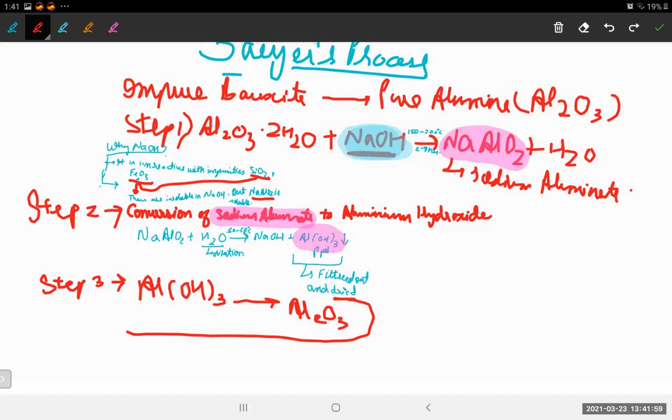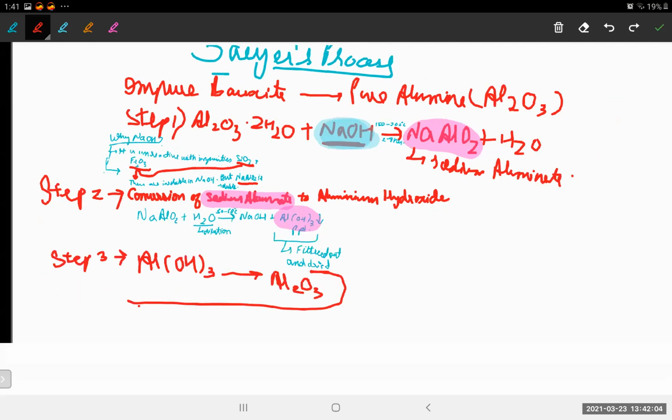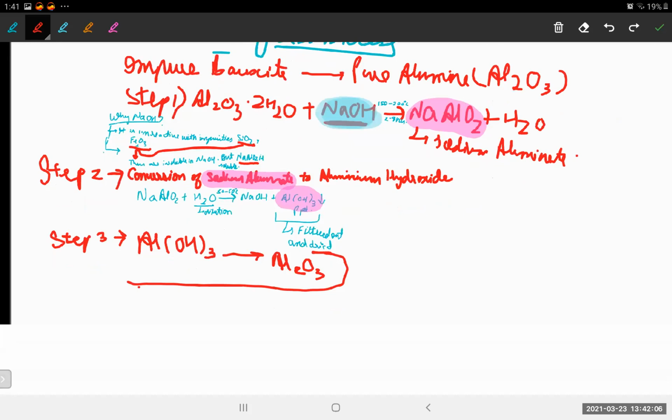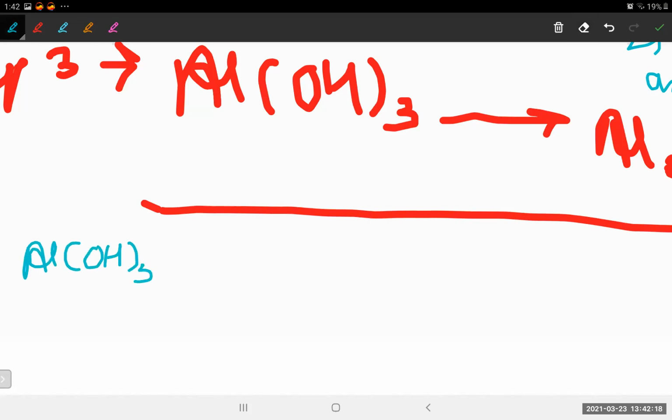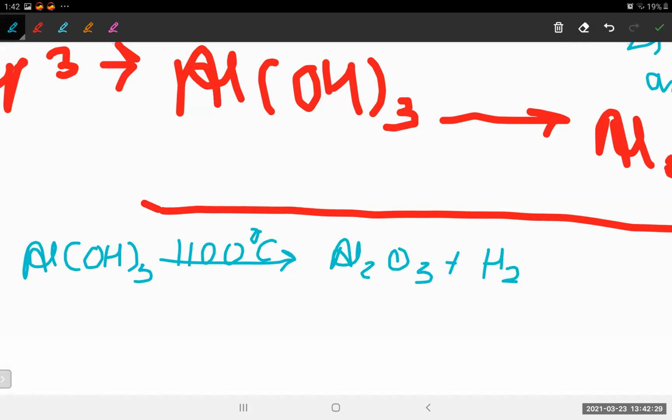So for drying, what do we do? We heat a compound, isn't it? So let's heat this up. So we have this Al(OH)3. Okay, let's zoom in. And what we do? We heat it. So let's write it: Al(OH)3, we heat it. So what is the temperature required? 1100 degrees Celsius is required, and then we get Al2O3 plus H2O.